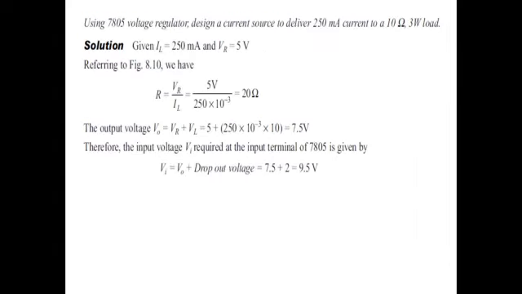You can see here it is a problem which uses the 7805 IC, and they've asked you to determine the resistance to be connected in the circuit to deliver a current of 250 milliamperes to a 10 ohm resistor, and the load wattage is 3 watts. Now they've given the load current is 250 milliamperes.